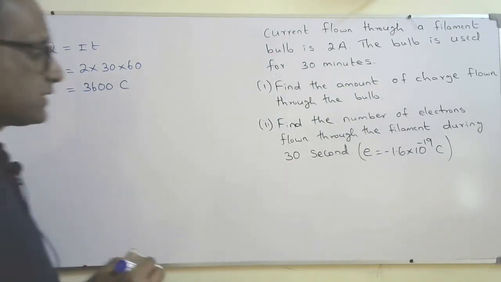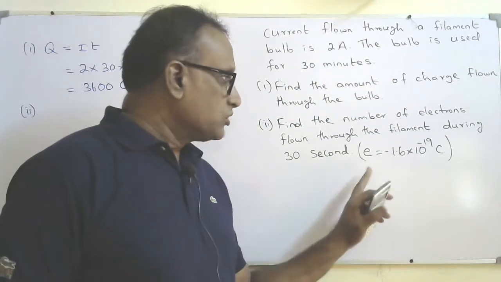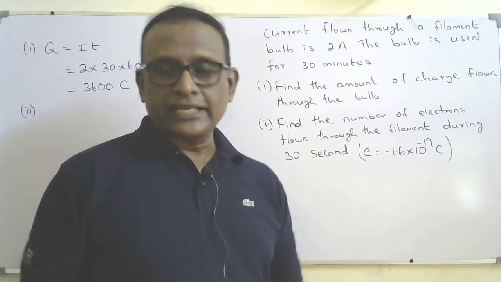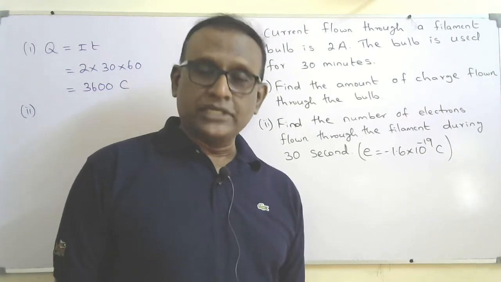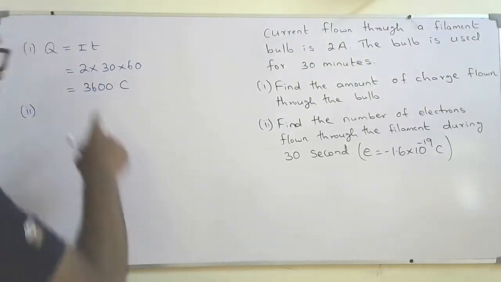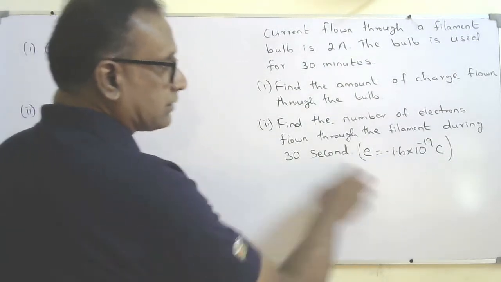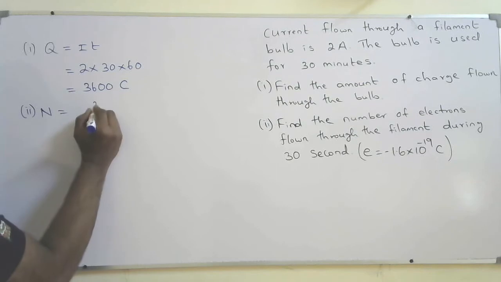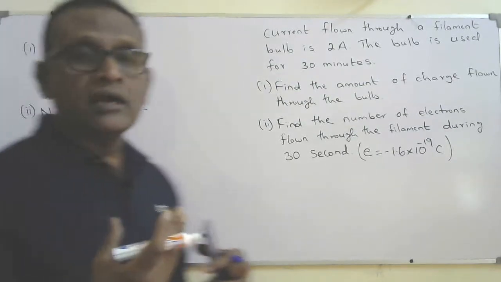Okay, second part. Find the number of electrons flown through the filament during this time. We know that the charge of an electron is negative 1.6 times 10 to the power minus 19 coulomb, but when we do calculations, we don't consider the sign. So how many electrons flown through the filament during this time? How can we find it? This charge must be divided by the charge of an electron, is it? So number of electrons flown, I call it N. That is 3600 coulomb is the total charge flown during 30 minutes.